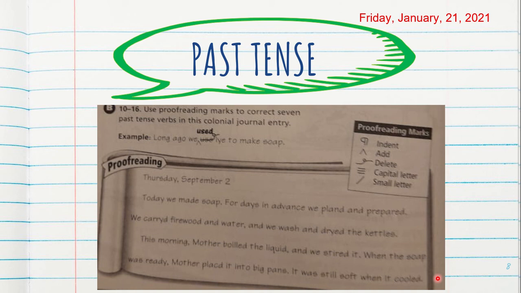And the soap was ready. Mother placed it into a big pan. It was still soft when it cooled, and you will identify 1 error.